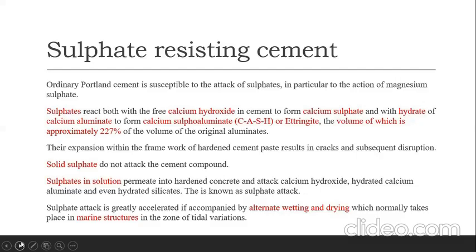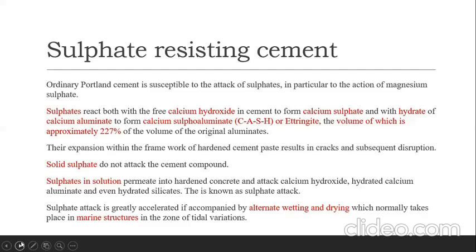The main purpose is against the sulfates. Generally, sulfates react with the calcium hydroxide present inside the cement and form ettringite. And ettringite tends to increase the volume by 227 times. So because of which the cracking of concrete will take place. So to resist the sulfate attack inside the concrete, people have used this type of cement to enhance the resistance against the sulfates.